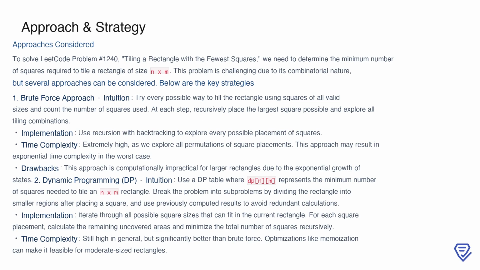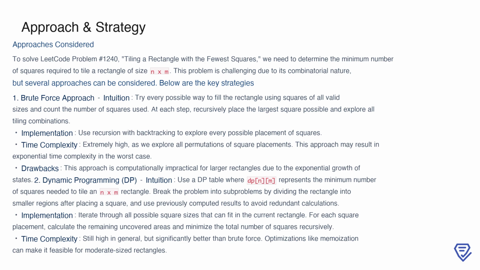To solve the problem of tiling a rectangle with the fewest squares, we first need to understand the different approaches available. One option is the brute force approach. The intuition here is to try every possible way to tile the rectangle, placing the largest square that fits at each step and then recursively solving the remaining area. This involves exploring all permutations of square placements, which makes the implementation heavily reliant on recursion and backtracking.